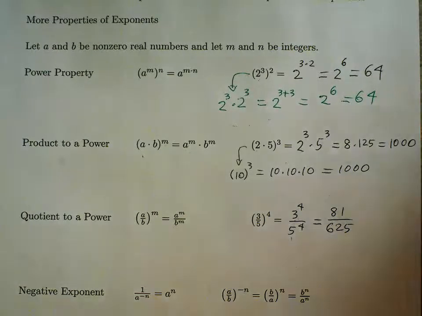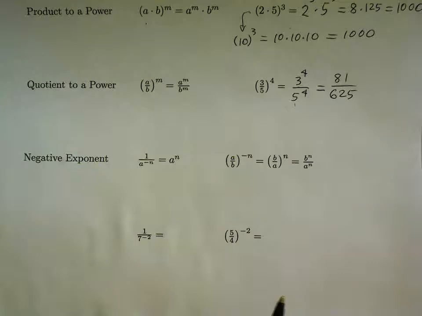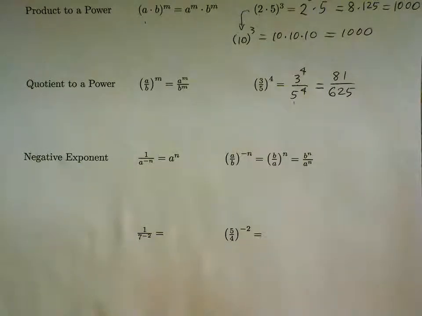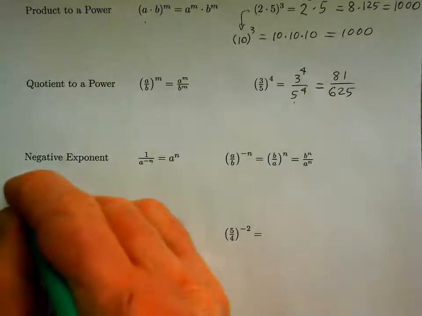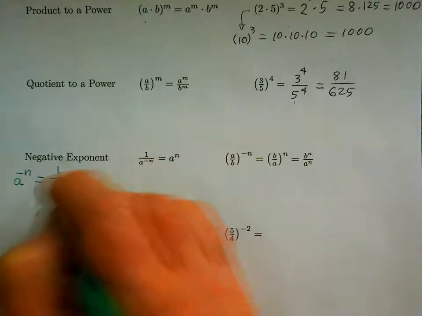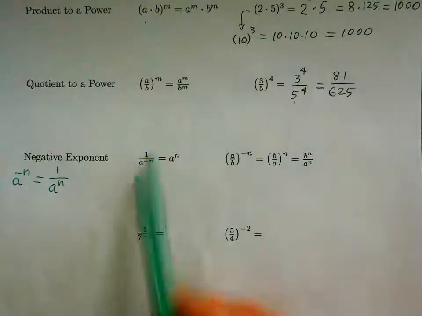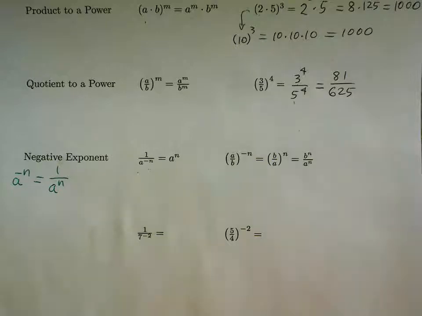Here's another negative exponent. So the one on the previous page had a to the negative n equals 1 over a to the positive n. And this time we have 1 over a to the negative n equals a to the positive n.